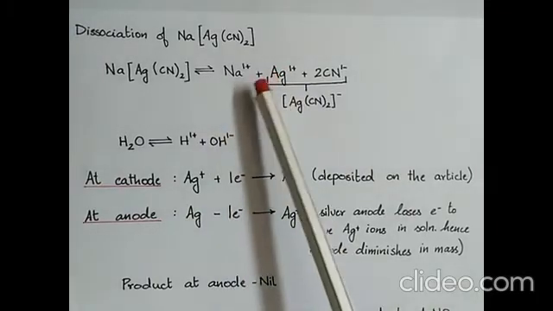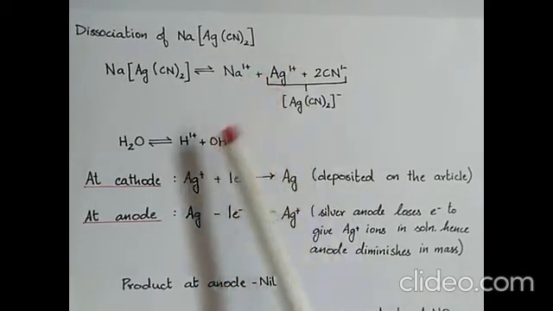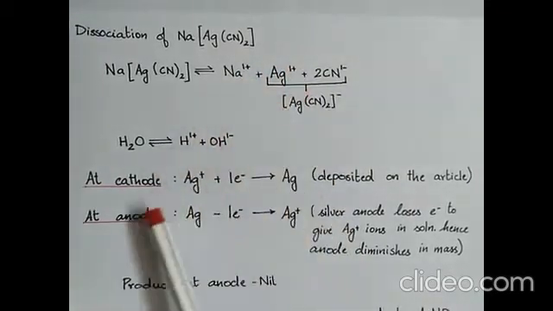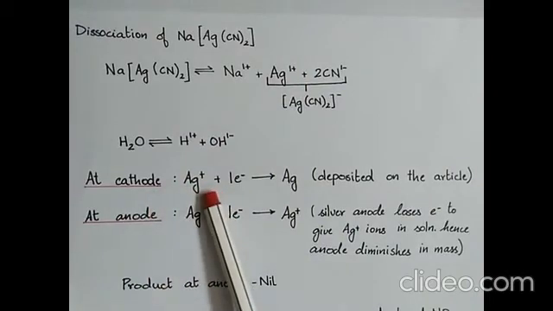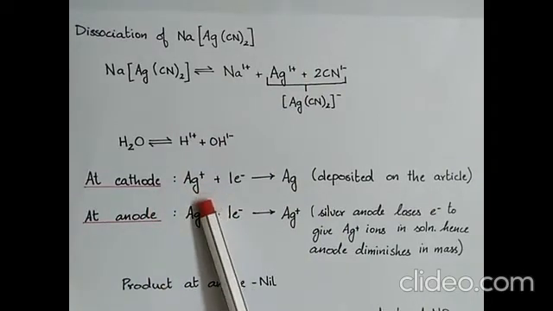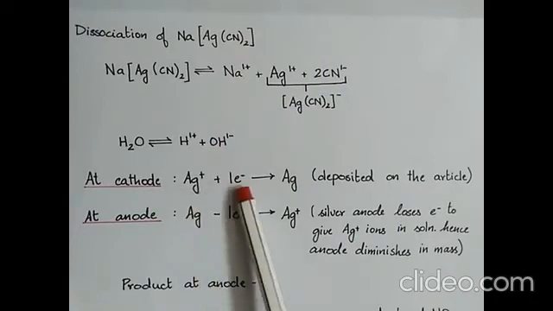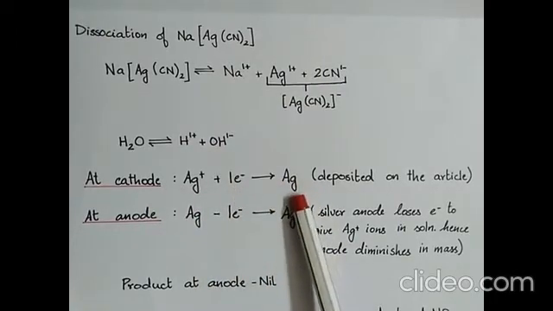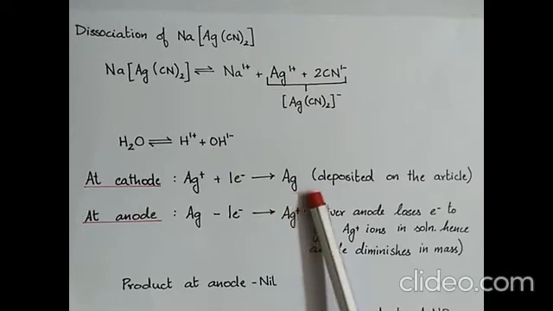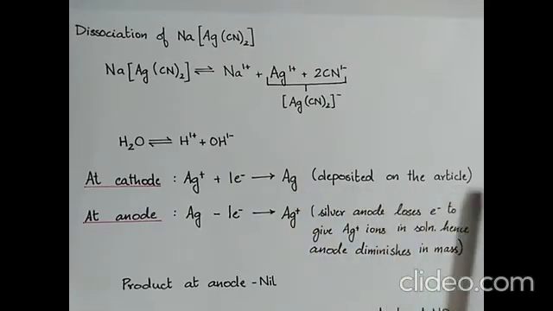So we have 3 cations, Na+, Ag+ and H+. All 3 move towards the cathode. But only Ag is discharged because it is lower in the electrochemical series. So Ag+ ion gains 1 electron and forms neutral silver atom, or metal, which gets deposited on the article.